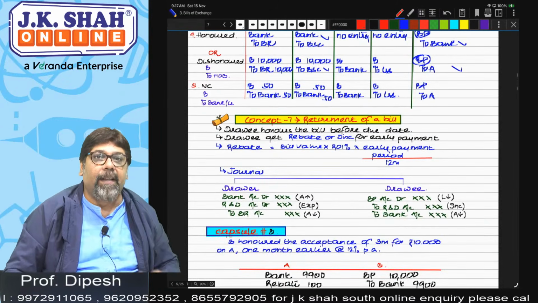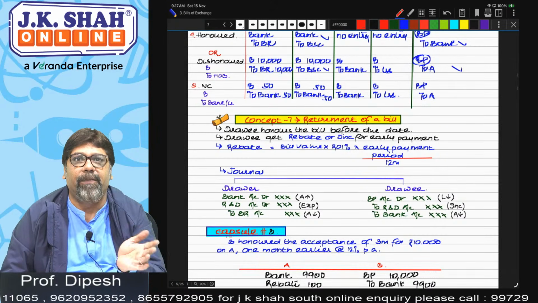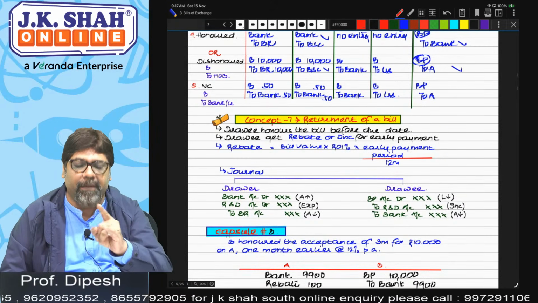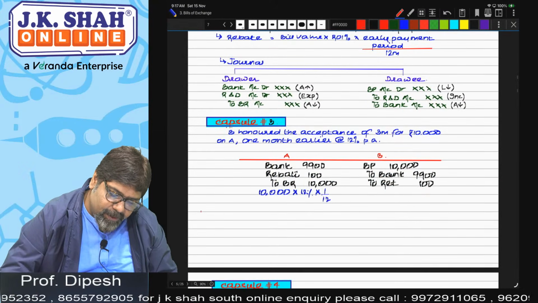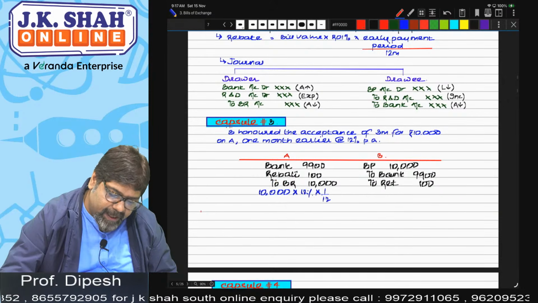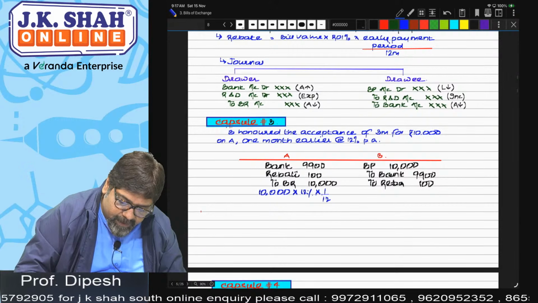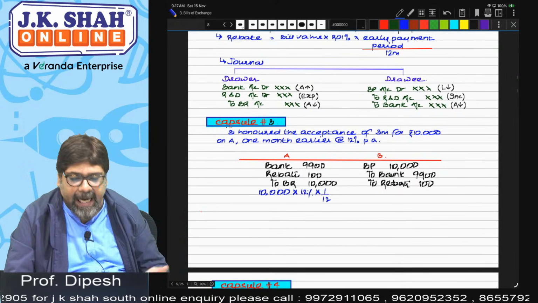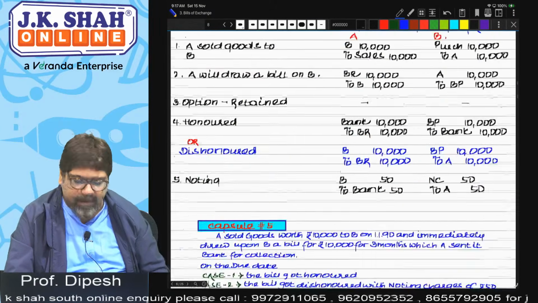Retirement of a bill. When a bill is honored before the due date, the drawee will pay less money and the drawer will get less money. Drawee paying less money, that is known as rebate. Drawer getting less money, that is known as rebate. Correct? Yes.